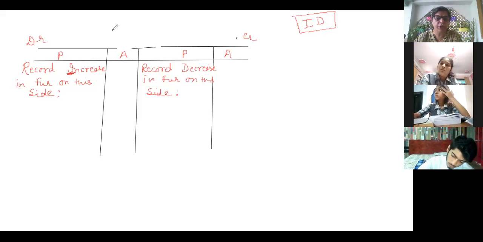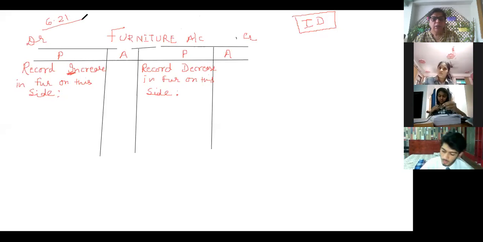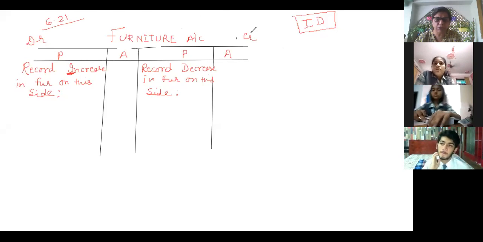And we are going to make furniture. And just now I told you this question is given on page number 6.21. So those who don't have the book, I am giving you the question. You should note down.